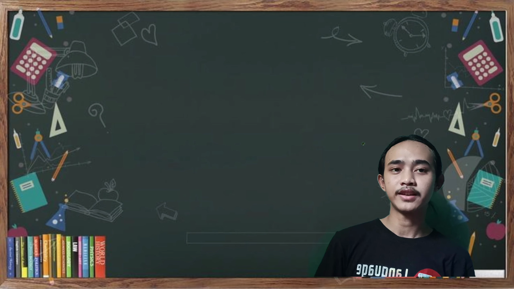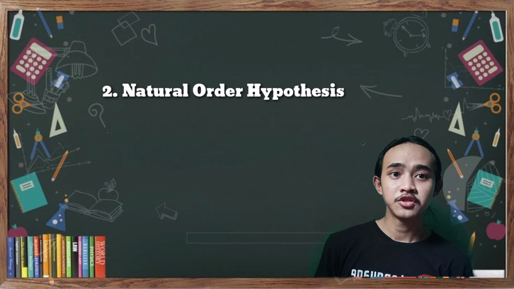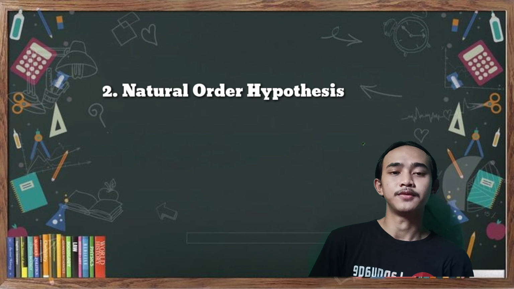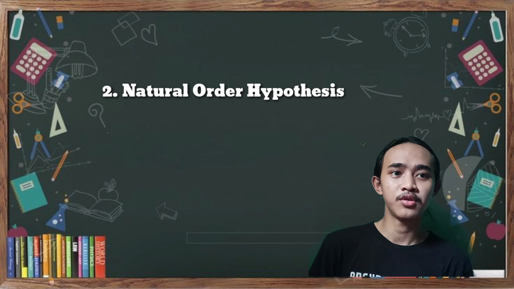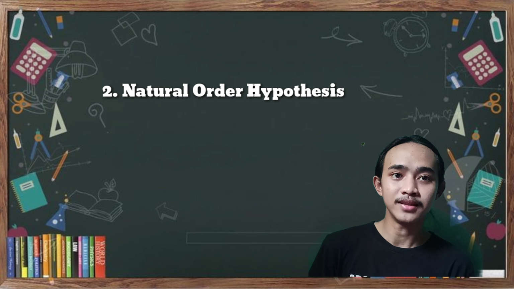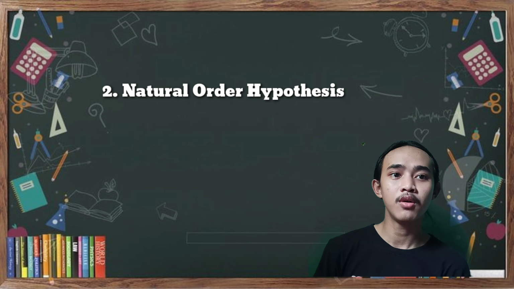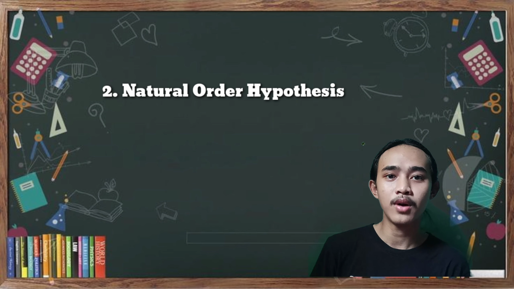Okay, the second, natural order hypothesis. This hypothesis states that grammatical structures are acquired, not necessarily studied, in a predictable order. This implies that we will see similar traits among acquirers. Certain structures will be acquired earlier, while others are acquired late.